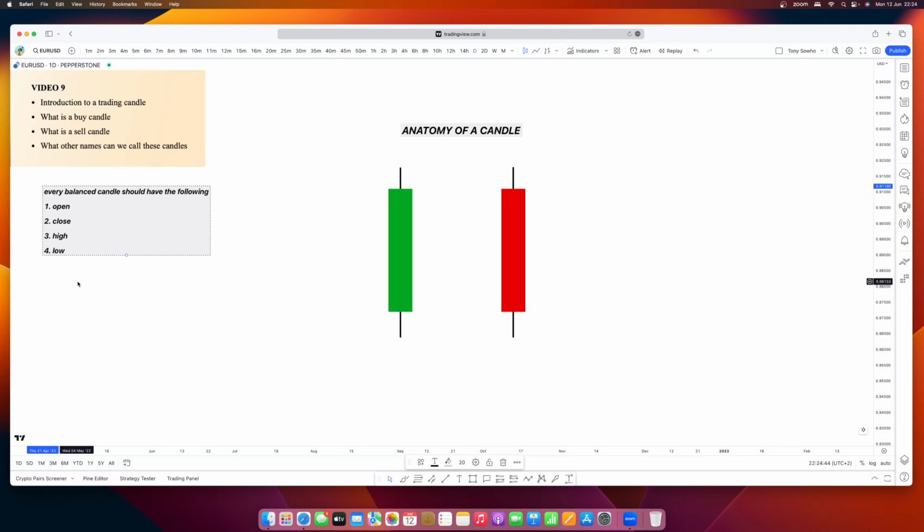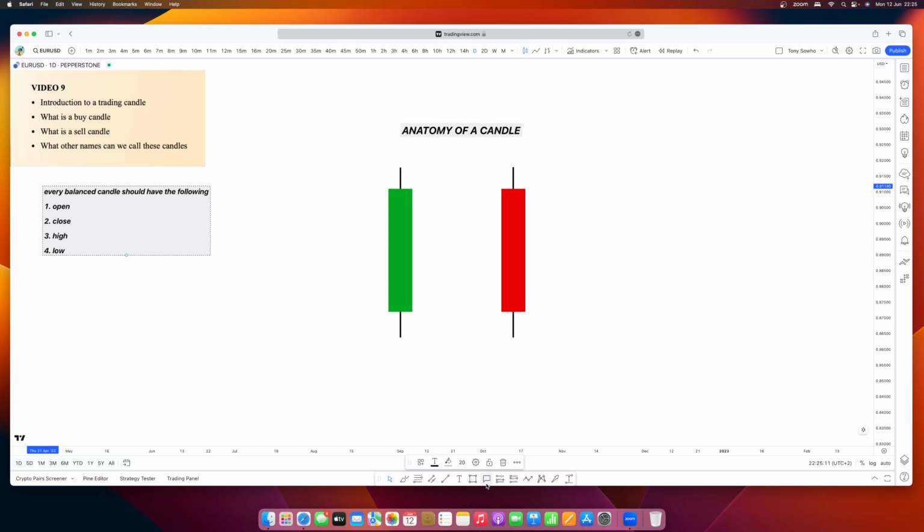So every candle should have these four main properties: the open, the high, the low, and the close. Now how do you spot these things on a trading candle? If a buy candle, a bullish candle, is representing price going up, that means price is buying, therefore it's opening below and closing above.